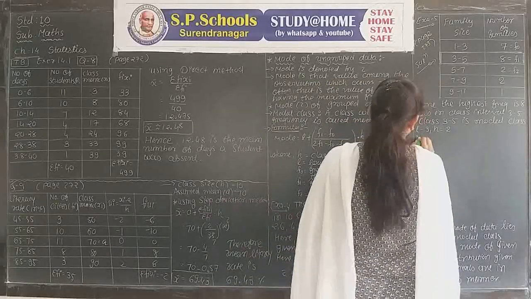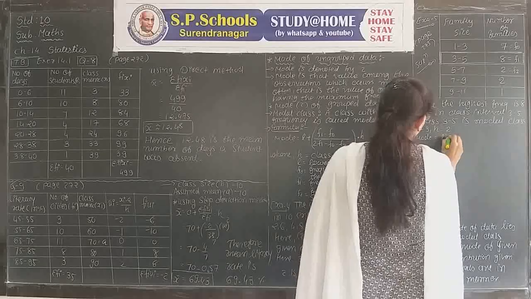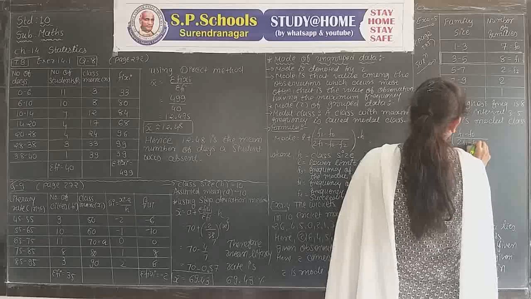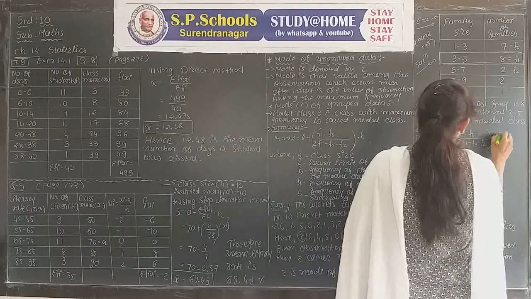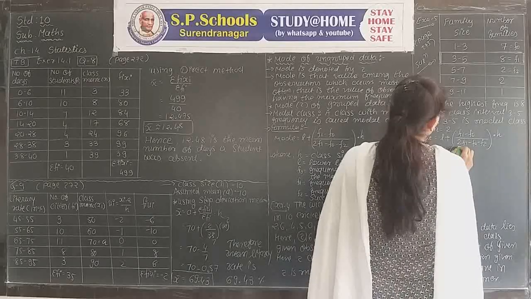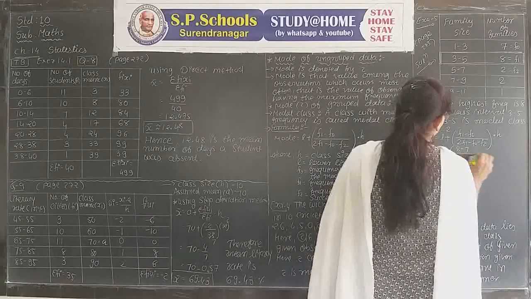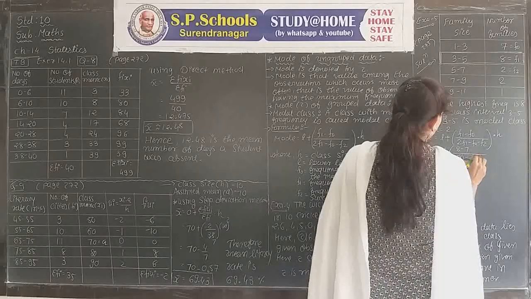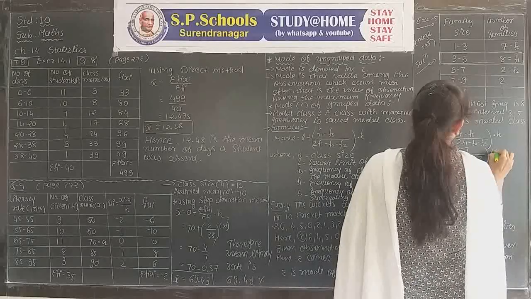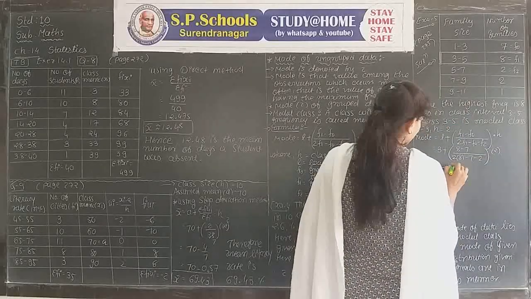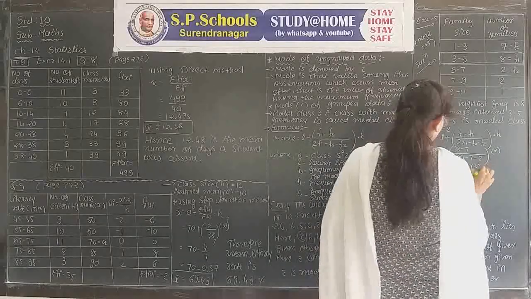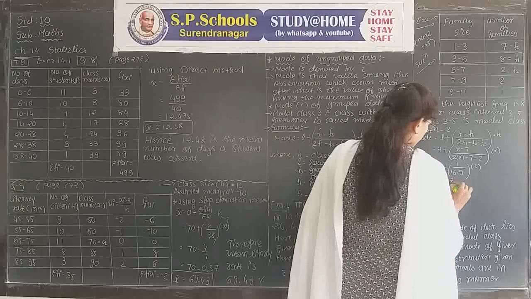Now the formula: mode is equal to L plus (f1 minus f0) upon (2f1 minus f0 minus f2). Keep in mind to multiply it by h. Here L is equal to 3, plus (8 minus 7) upon (2 into 8 minus 7 minus f2 which is 2), and the class size h is equal to 2. 3 plus (8 minus 7 is 1) upon (16 minus 9), and here is the 2. 3 plus 2 upon 7.